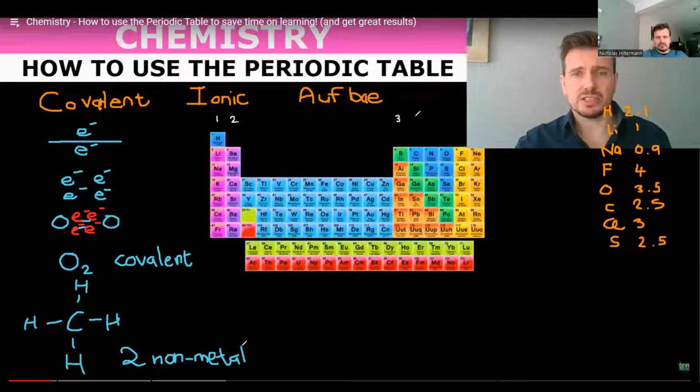So a two non-metals compound is a covalent bond? Yes, usually. I'm going to say usually, to avoid confusion, yes. Okay.